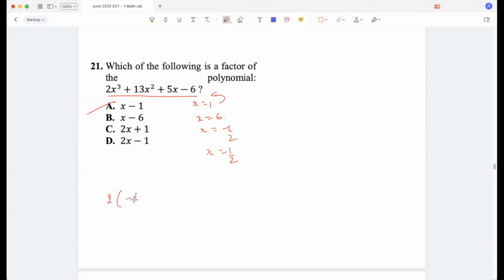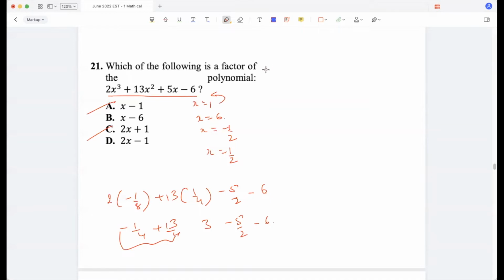2 into minus 1 by 8 plus 13 into 1 by 4 minus 5 by 2 minus 6. So minus 1 by 4 plus 13 by 4. So this is 3 minus 5 by 2 minus 6. Yeah, so it doesn't seem to be this.